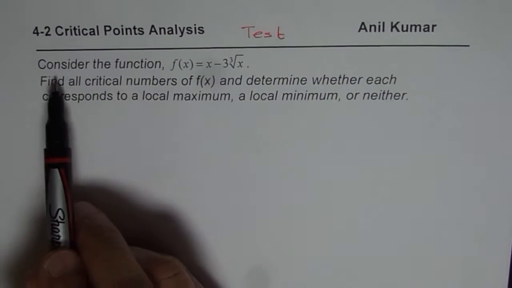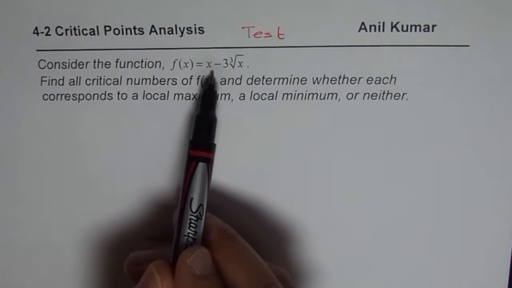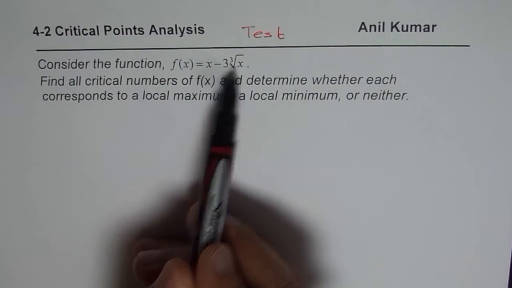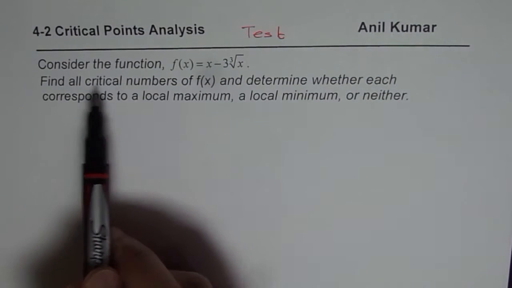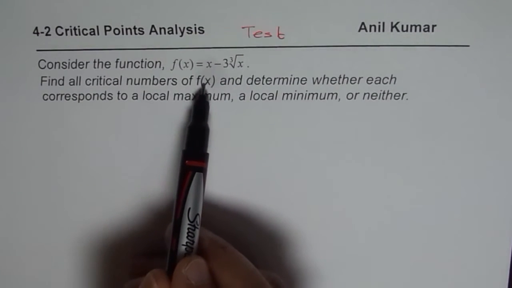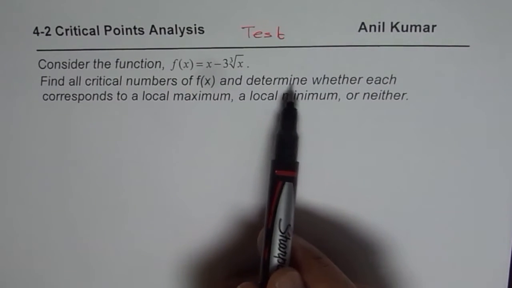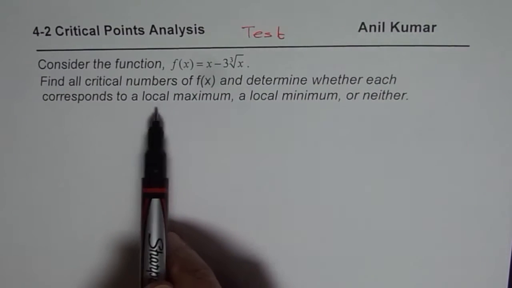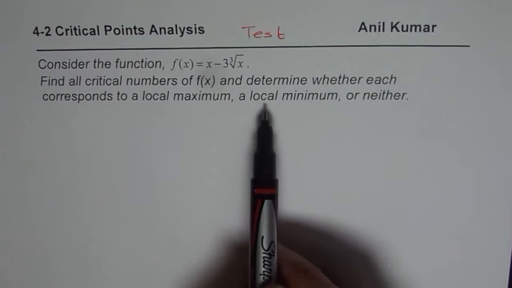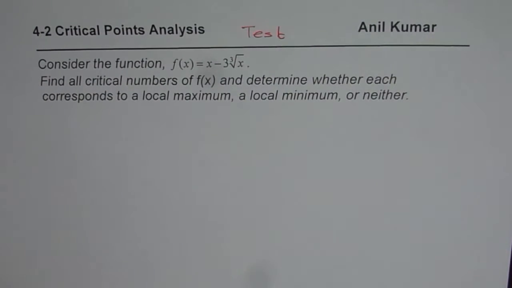The question is, consider the function f of x equals x minus 3 times cube root of x. Find all critical numbers for f of x and determine whether each corresponds to a local maximum or a local minimum or neither. So that is the question for you.